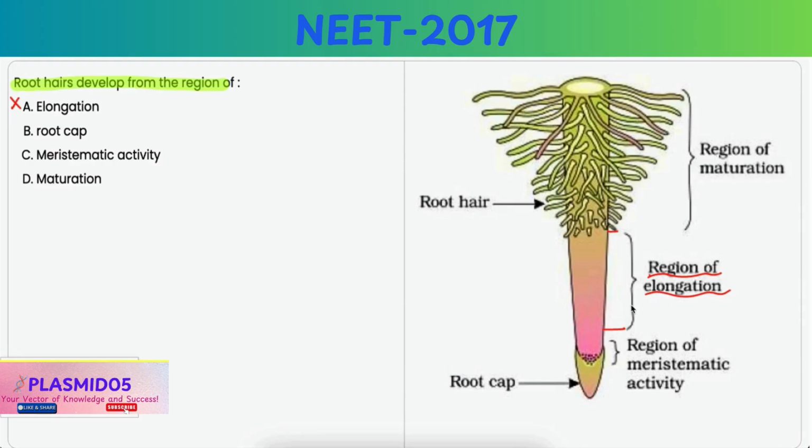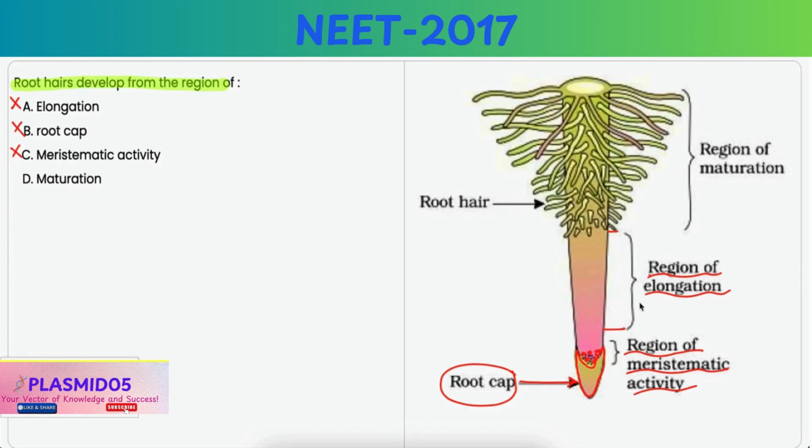Option B, root cap. It is also incorrect because the root cap is the region that protects the root tip as it grows through the soil, but it does not give rise to root hairs. Option C, meristematic activity. It is also incorrect because the region of meristematic activity is where the cells actively divide, but root hairs do not form from here.